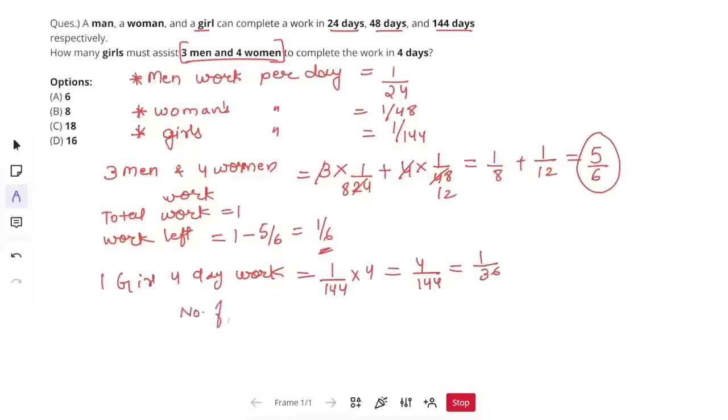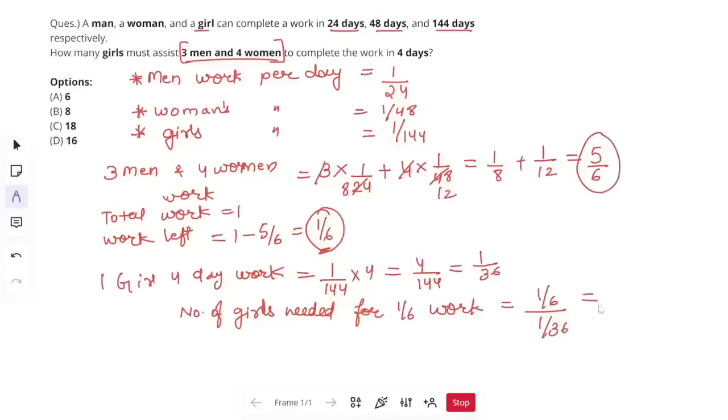why 1 by 6? Because 1 by 6 is the only work left. The number of girls needed for 1 by 6 work will be 1 by 6, the total work left, divided by the work done by one girl. So when you solve this, 1 by 6 into 36 by 1, it is going to be 6. So you will need 6 girls who can complete the work in 4 days.